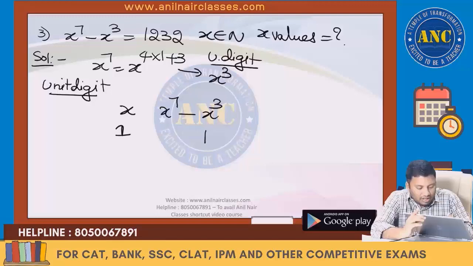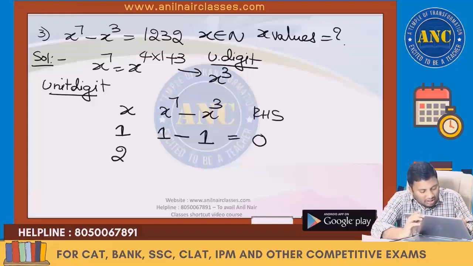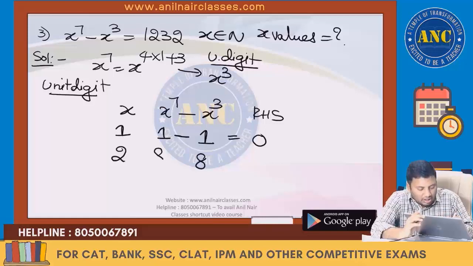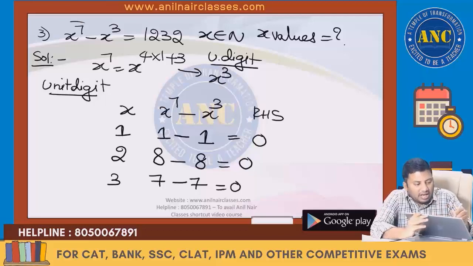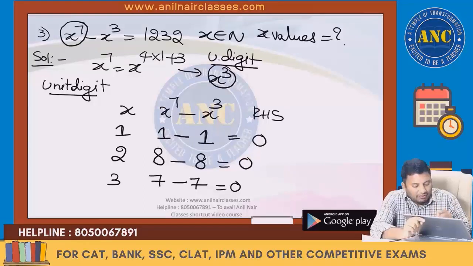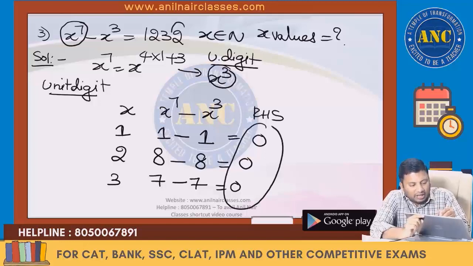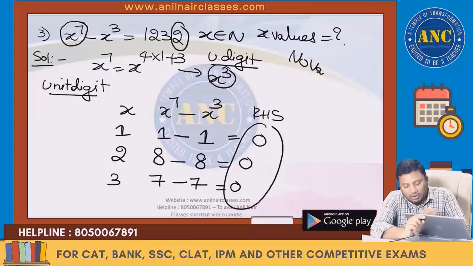If I take 1, 1 cube is 1, 1 power 7 is also 1, 1 minus 1 is 0. If this is 2, 2 cube is 8, 2 power 7 is 128, 8 minus 8 is 0. If I take 3, this is 7, this is also 7, 7 minus 7 is 0. Because x cube unit digit and x power 7 unit digit are the same, everywhere the right hand side will be 0. But according to the question, the right hand side unit digit is 2. Answer is no value of x exists.